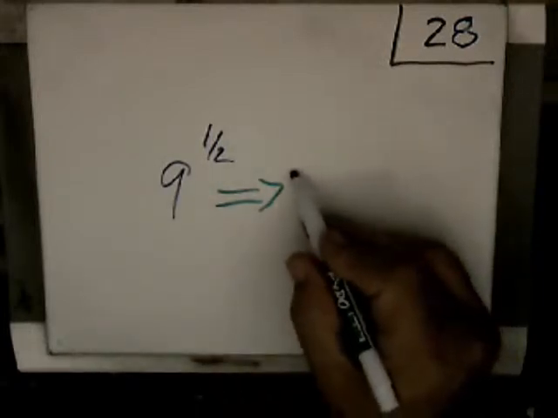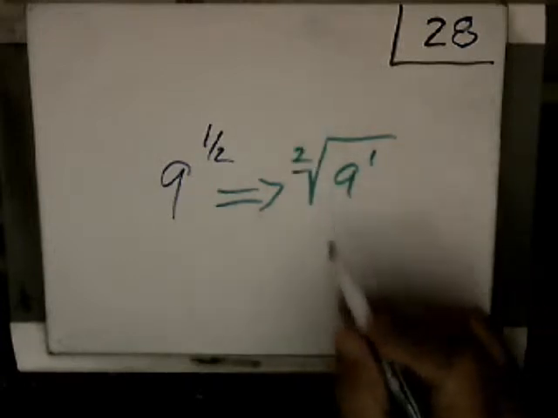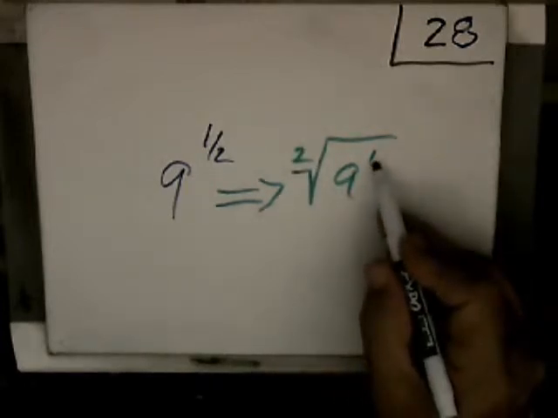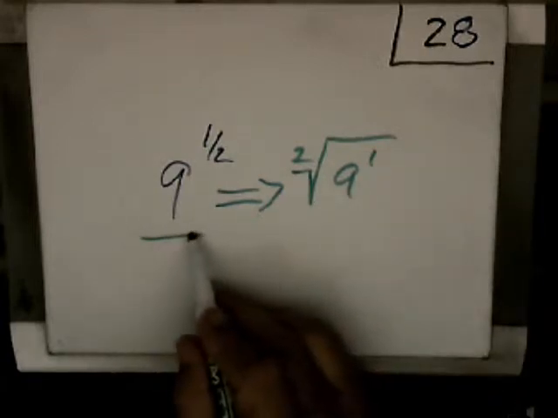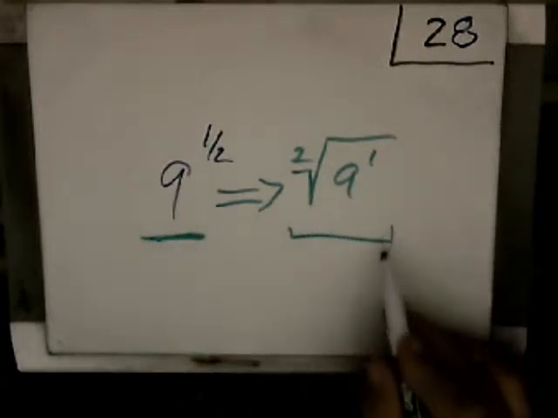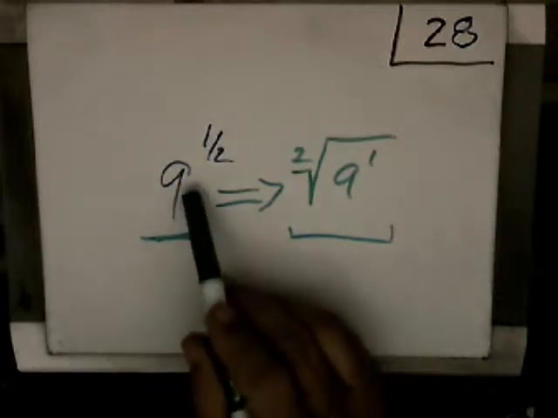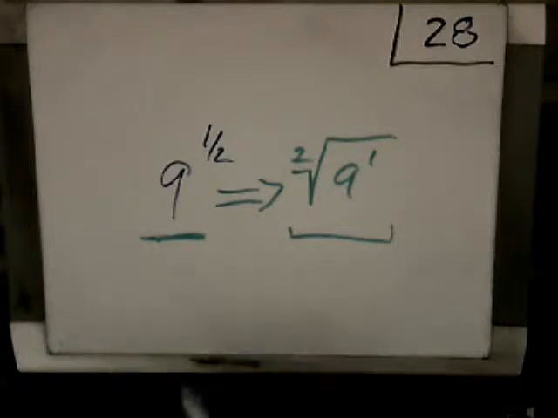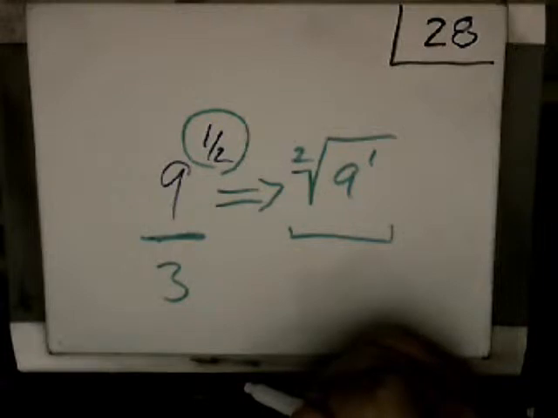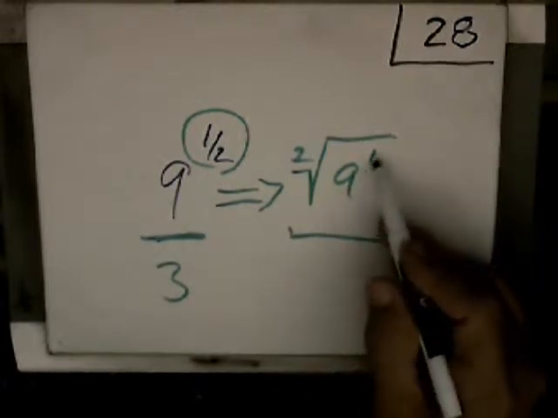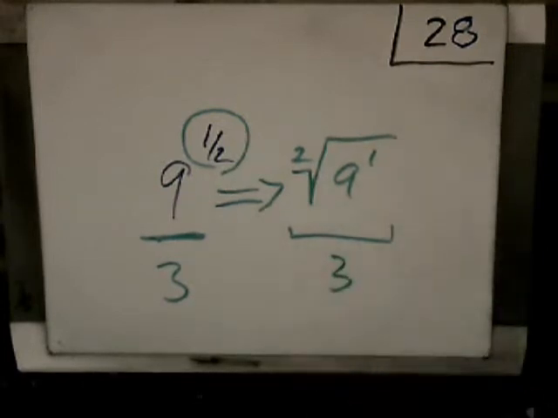Another way of thinking about this is 9 to the 1 divided by 2. This is the exponent form, and this is the radical form of the same thing. So what I'm really looking for is the square root of 9, which is 3. You might not have recognized that right off the top, but if you put it in this form, 9 to the 1 divided by 2, oh okay, I'm looking for the square root of 9, which is 3.